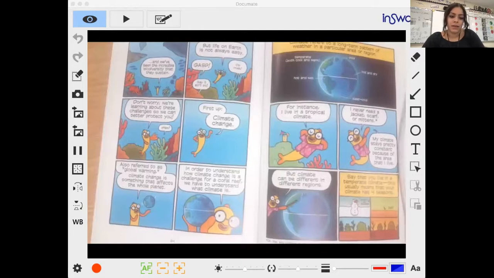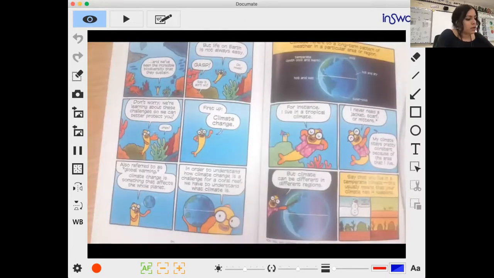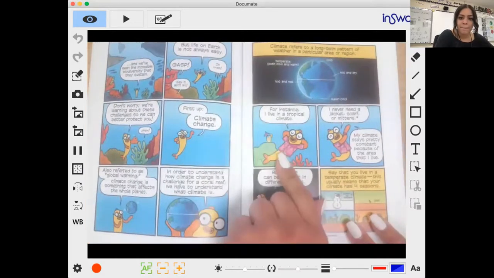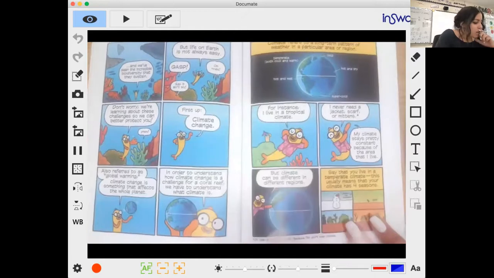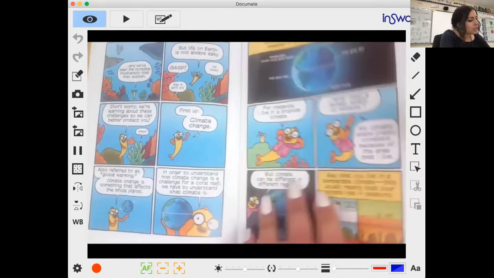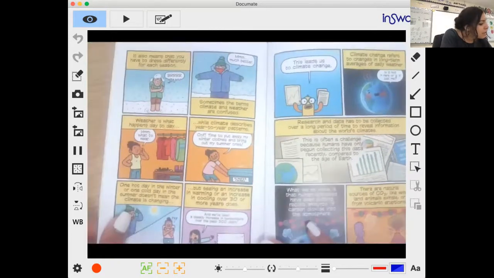Yeah, I think it's answering why are they dying. So let's read on and figure out how that's working. Climate refers to a long-term pattern of weather in a particular area or region. So for instance, this fish lives in a tropical climate, so he doesn't need the scarf, the mittens. The climate can be different for different regions. Okay, the seasons, Wisconsin's a little bit different, so you have to dress differently.